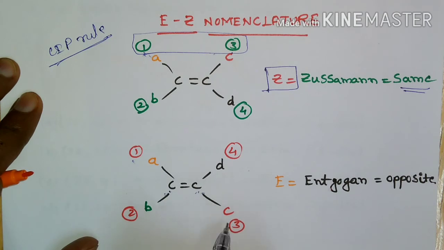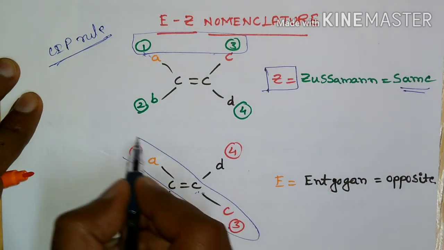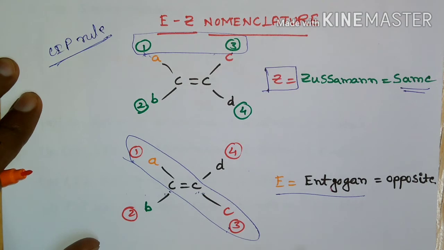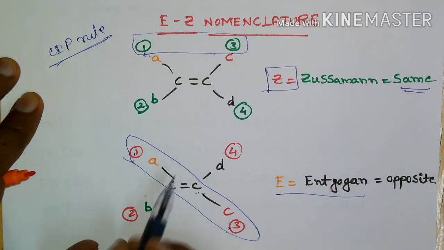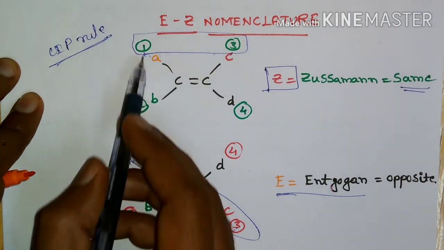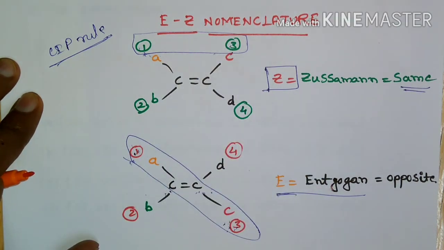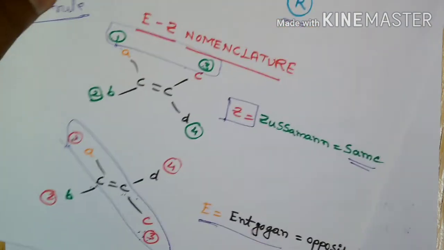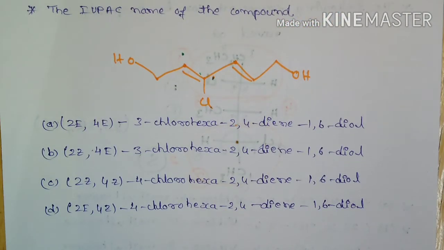If higher priority groups are on the opposite side, then it is given the nomenclature E, Entgegen, that is opposite. So we need to give priority as per the CIP rule. Then we need to check whether the higher priority groups on this carbon atom and this carbon atom are on the same side or the opposite side. If they are on the opposite side, we give E. If they are on the same side, we represent it as Z. Based on this concept, we have one problem here.